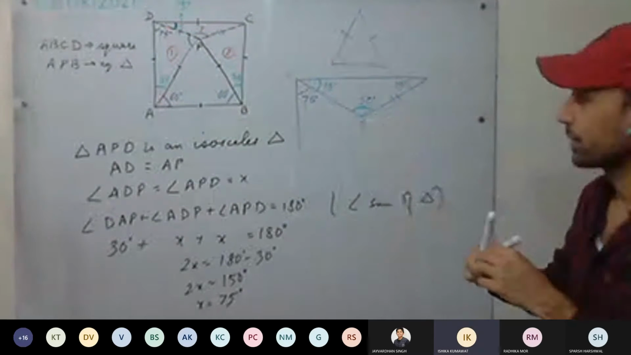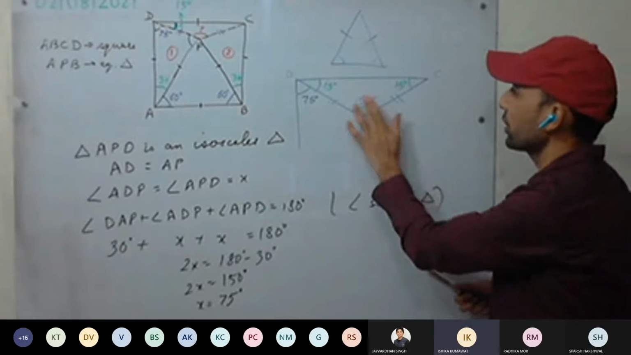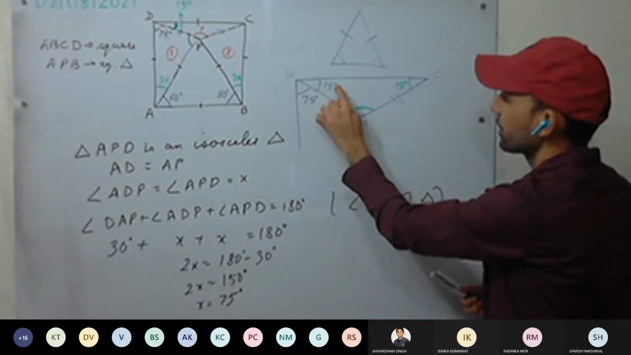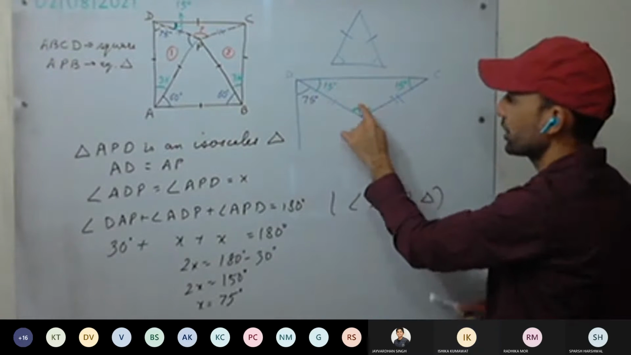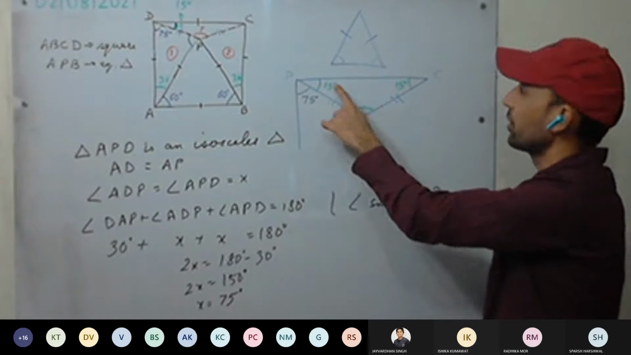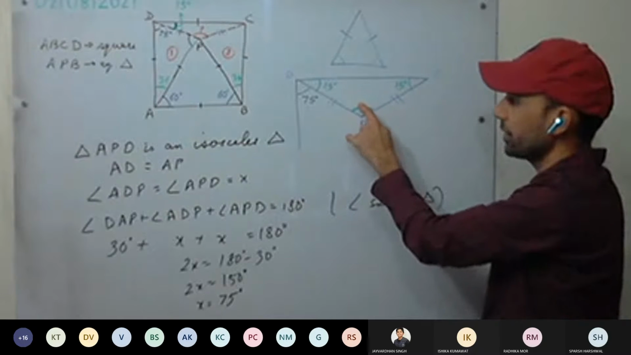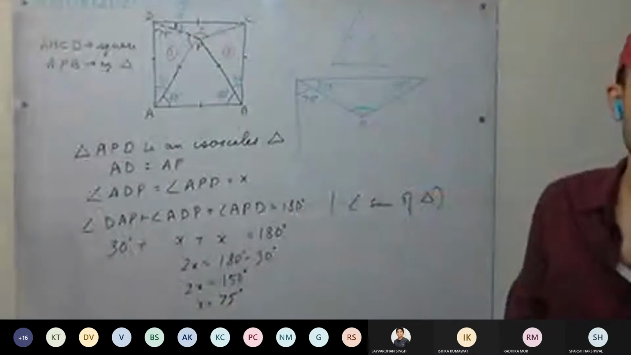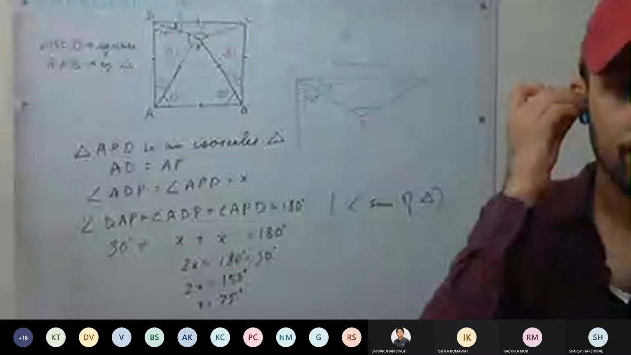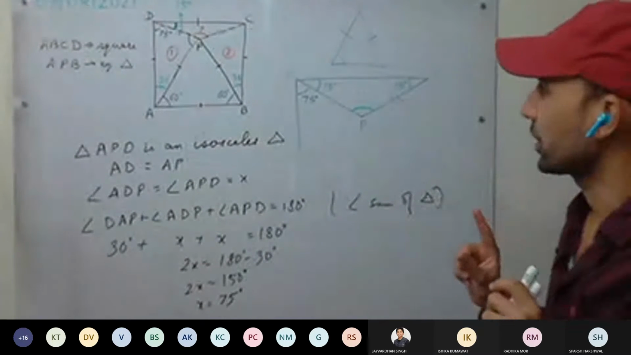The other way. So how is this 150? In a triangle, the sum of these three angles will be how much? 180 degree. 15 plus 15 is 30 degree. So the remaining angle will be 180 minus 30, that is 150 degree. Understood this one? Yes, sir. Okay, there is one more way as well to calculate.